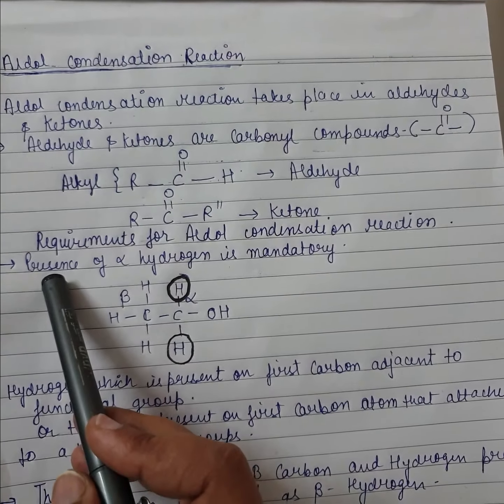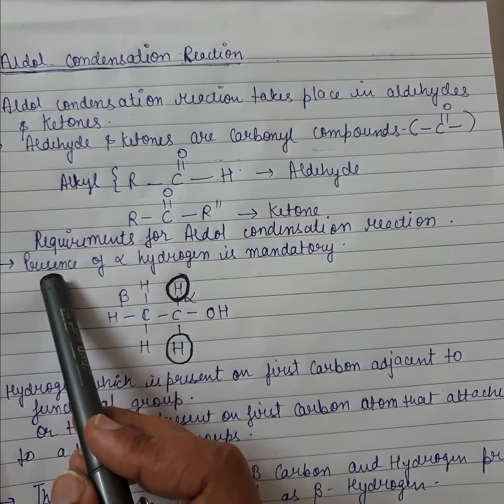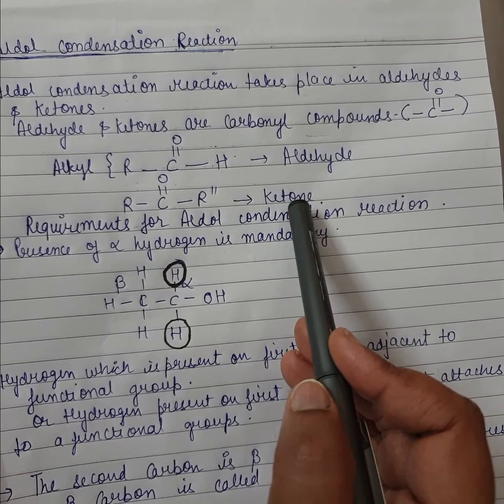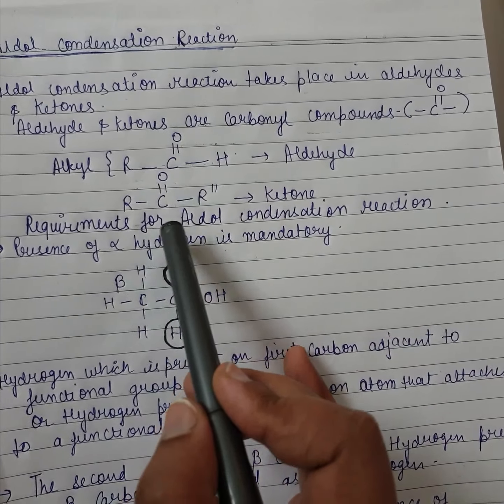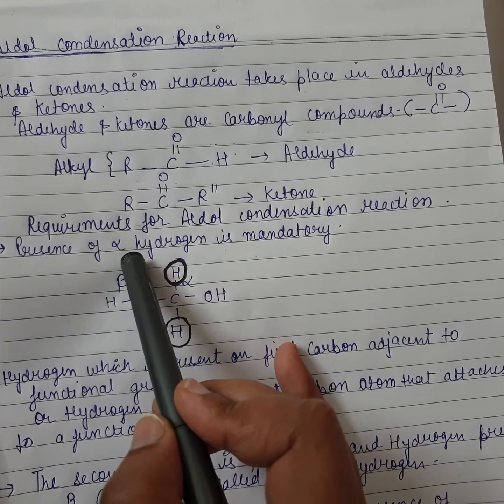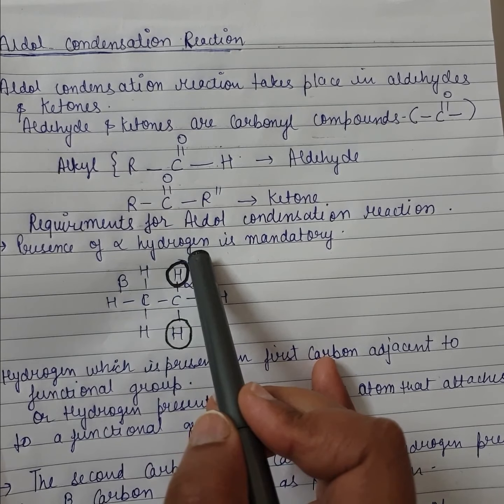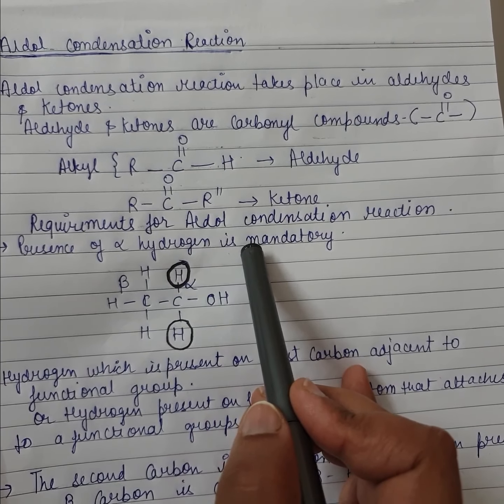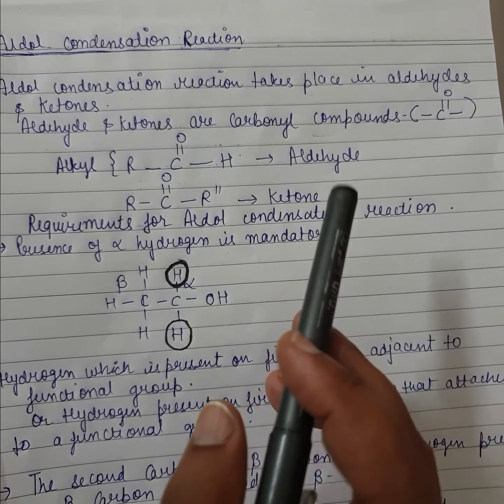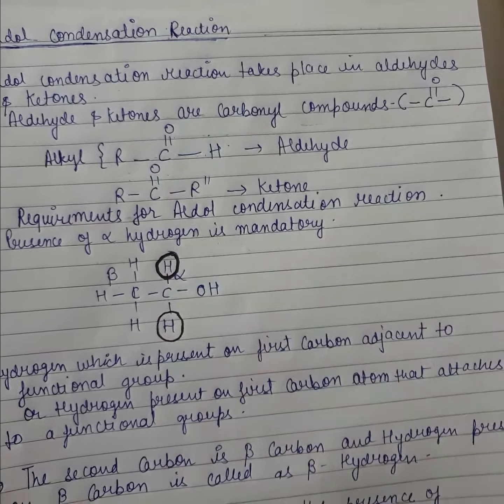The next requirement is presence of alpha hydrogen. In both aldehyde and ketone, alpha hydrogens are present. Because of this alpha hydrogen, this aldol condensation reaction can take place in both these aldehyde and ketone. So what is alpha hydrogen?